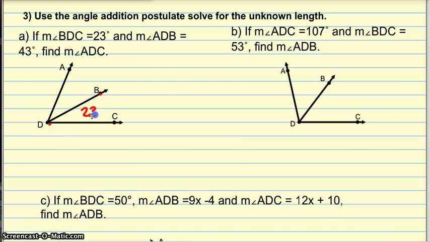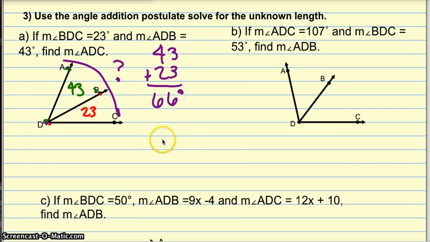BDC is 23. ABD is 43. Aha. And it's asking for the measure of A to D to C. So it's asking for how big is this angle? Well, the angle addition postulate says that a part plus a part is the whole. So it looks like it's 66 degrees.